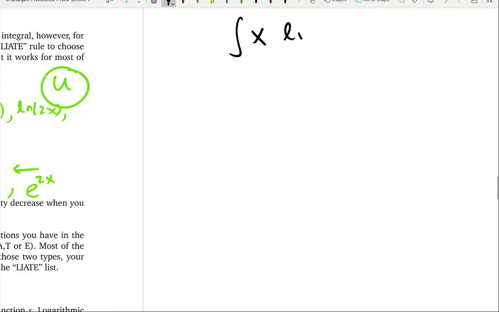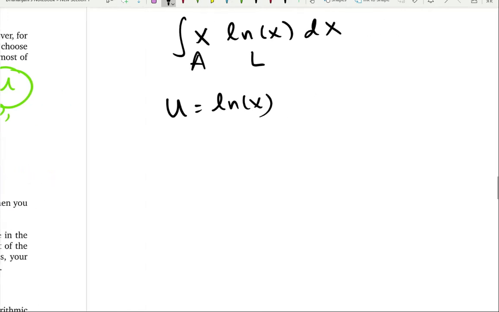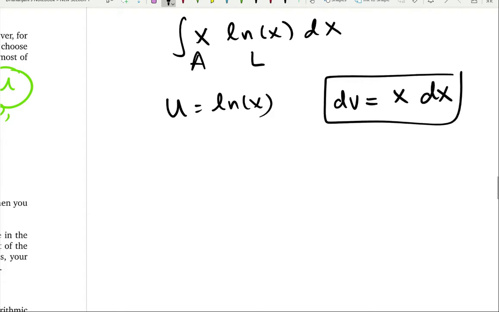x times natural log x. What types of functions do we have? We have an algebraic and a logarithmic. L is on the top of the list, so u is natural log x, because natural log x gets the priority. Alright, so let's solve the full problem. So u is natural log x, then what is dv? Everything else except u, which is x dx. Don't forget the dx, that is the definition of the differential.